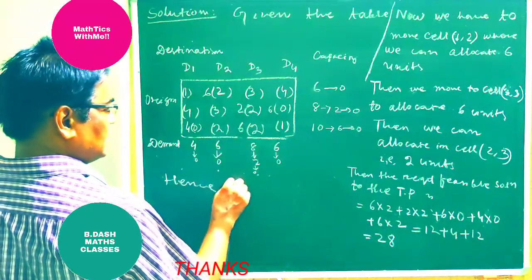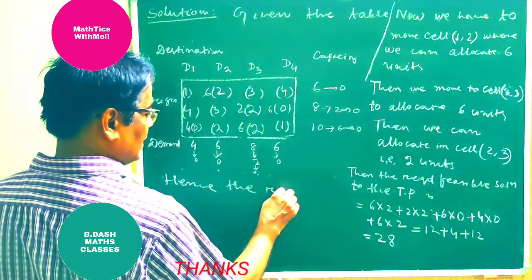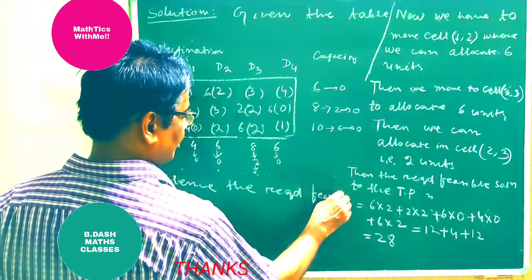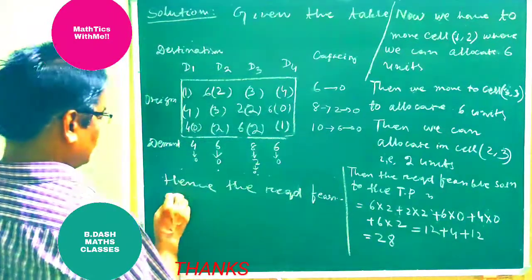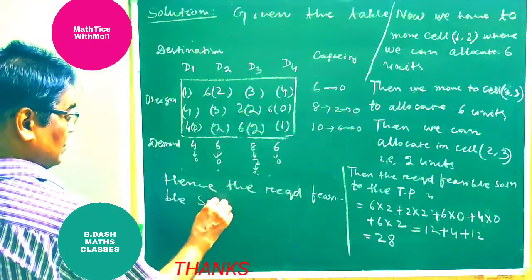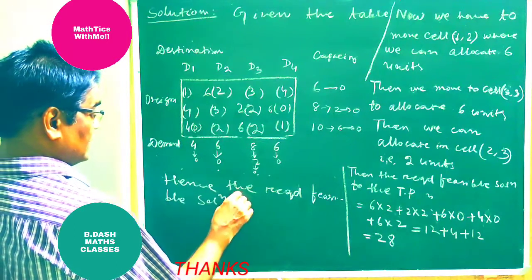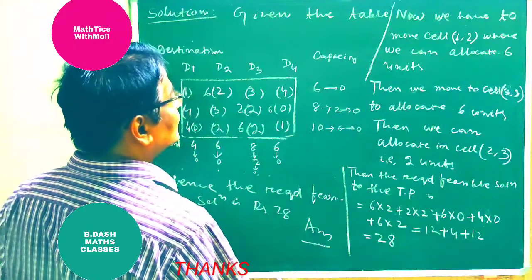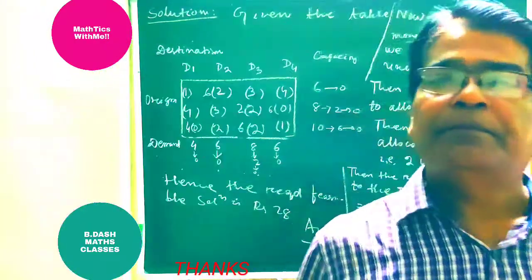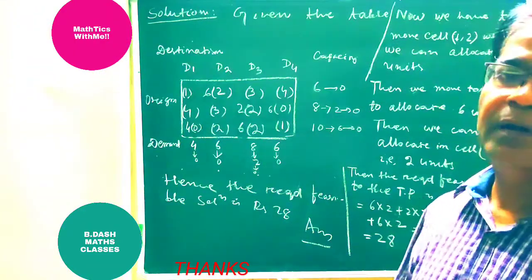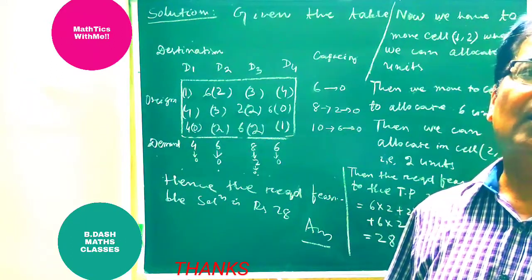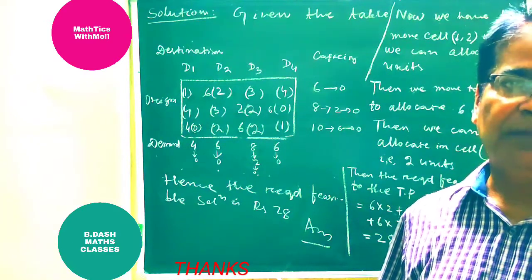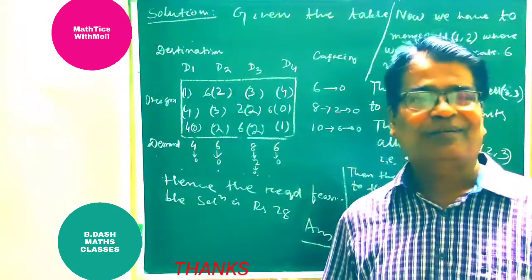Hence, the required feasible solution is rupees 28. Answer. So we have solved the problem by the method of matrix minima or lowest cost entry method. The problem is now solved. The topic for today's class is completed.